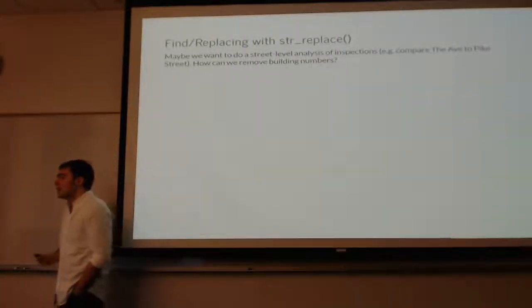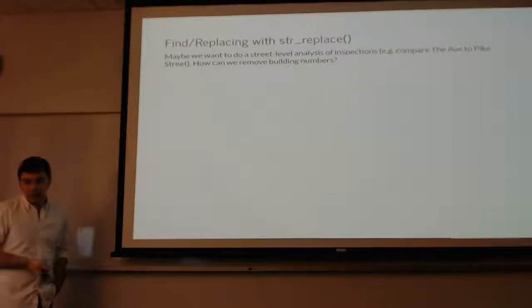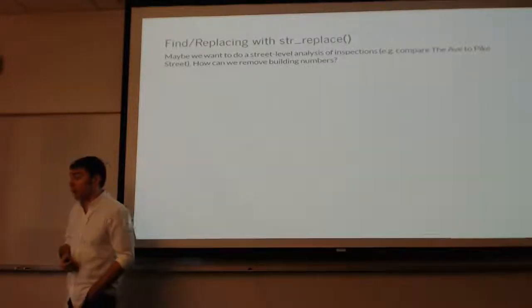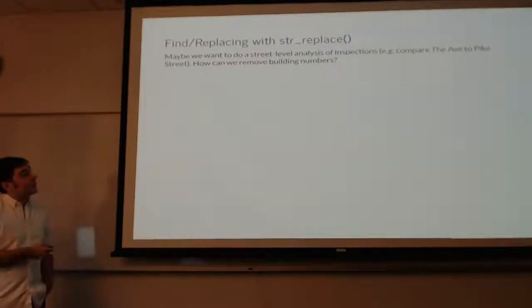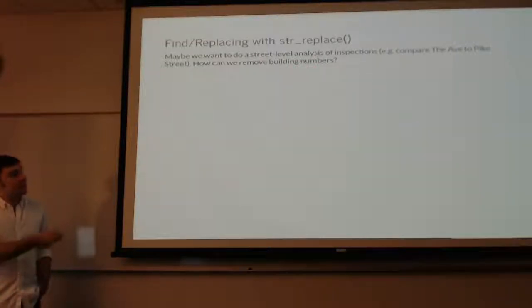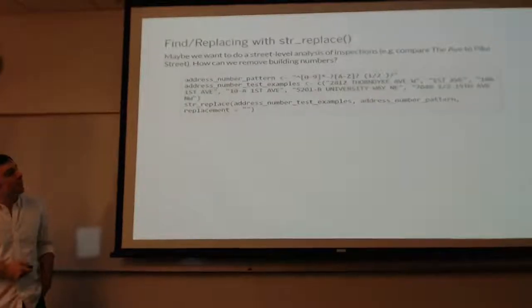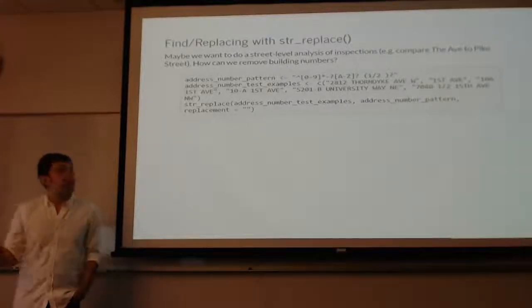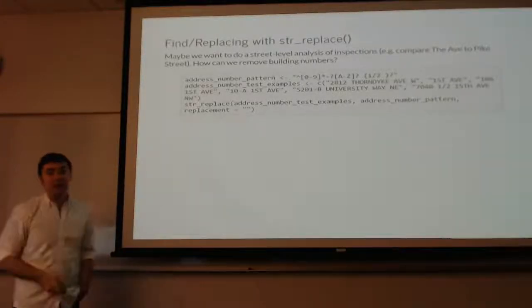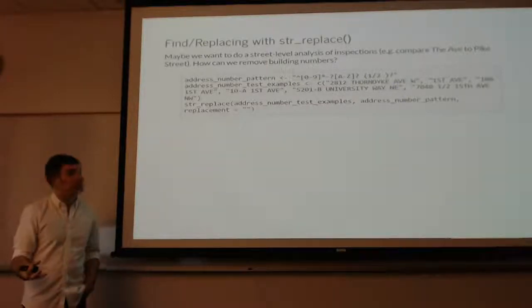Okay? Another thing you might want to do is finding some particular portion of text, and then replacing it with some other value. To do that, we can use the function string replace. So let's say we want to do in this case, a street level analysis of inspections, that is comparing things like University Ave to Pike Street. But because the addresses have building numbers in them, we want to remove all of the building numbers and just get the street. So essentially what we're doing is we're finding text and we're replacing it in this case with blank. But you could just as easily replace it with other text.